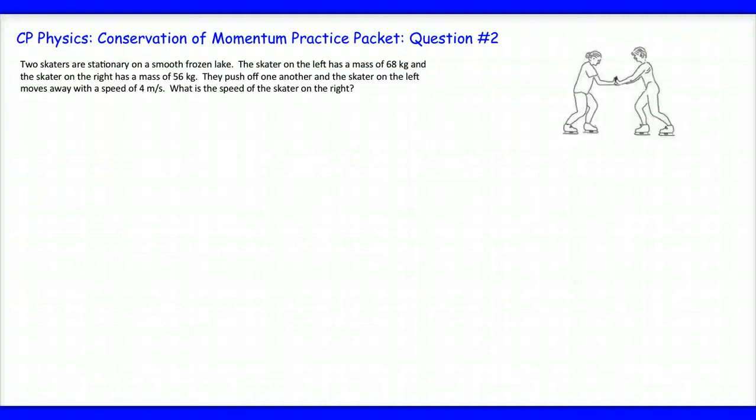This is question 2 from the Conservation of Momentum practice packet. The problem involves two skaters on a smooth frozen lake, so we can assume it's frictionless. We have a skater on the left over here. We're going to call this skater skater number 1, and we'll call the skater on the right skater number 2. So they push off of each other.